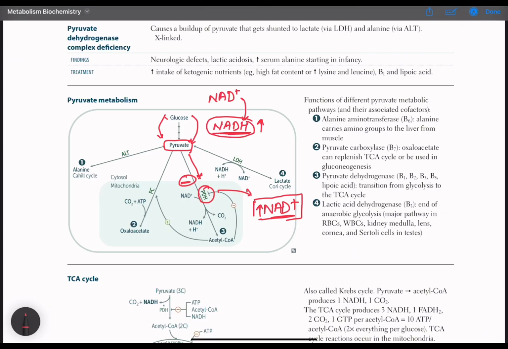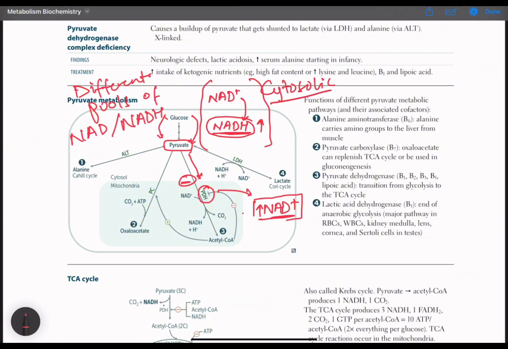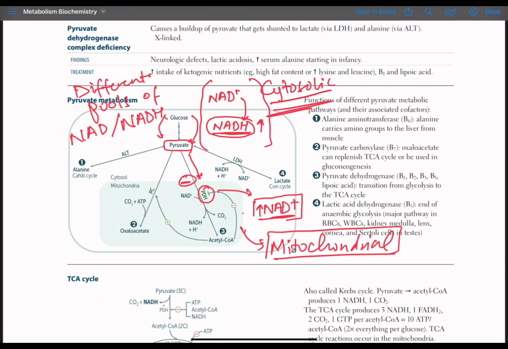The reason is that there are two different pools of NAD and NADH, and they are differently regulated. We have cytosolic NAD and we have mitochondrial NAD. So pyruvate dehydrogenase is activated by the mitochondrial NAD, while the conversion of glucose to pyruvate generates cytosolic NADH. So it was all about pyruvate dehydrogenase and the TCA cycle.